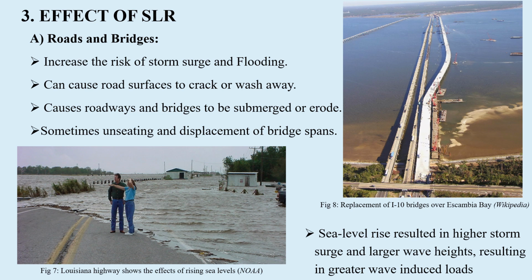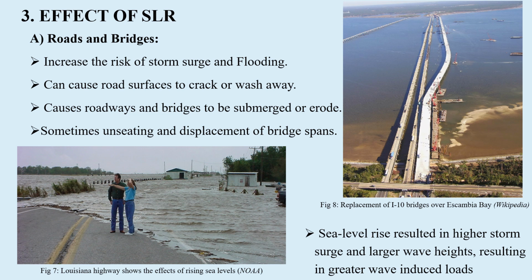Similarly, it causes roadways and bridges to be submerged or eroded. As seen in Figure 7, according to NOAA, it's a storm surge on the Louisiana Highway that shows the effect of rising sea level in the Gulf of Mexico. Consequently, in bridges, it can cause unseating and displacement of bridge spans.